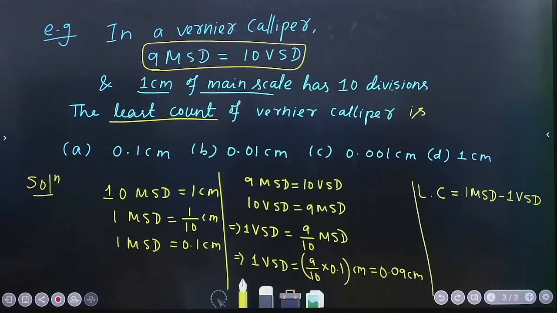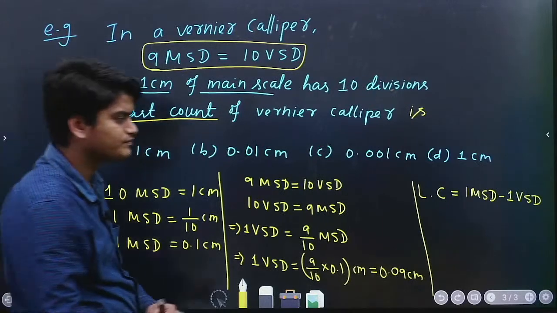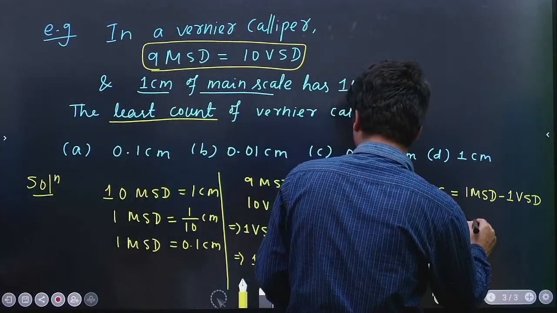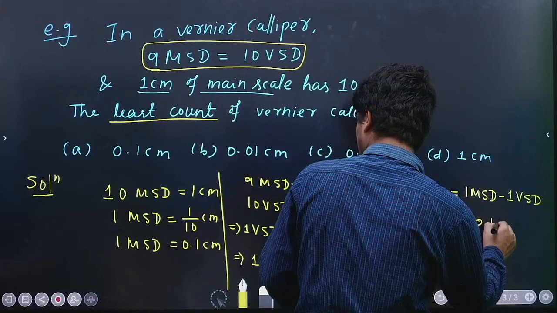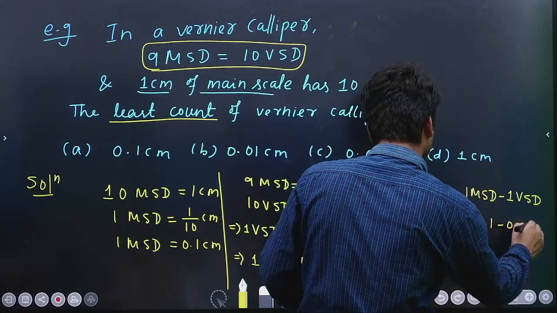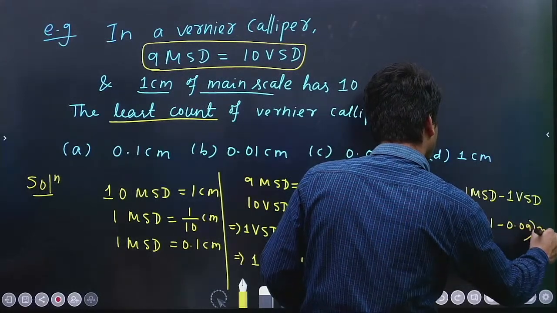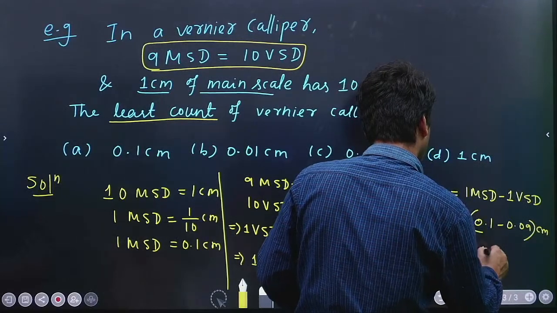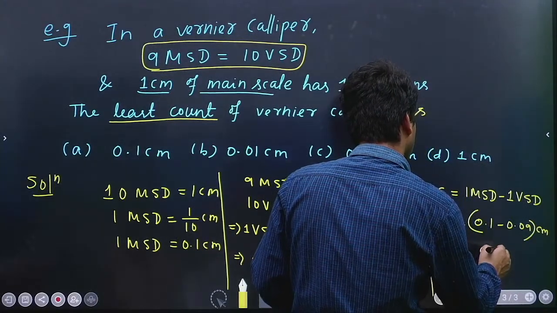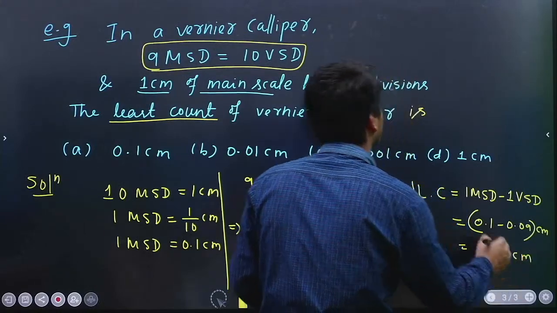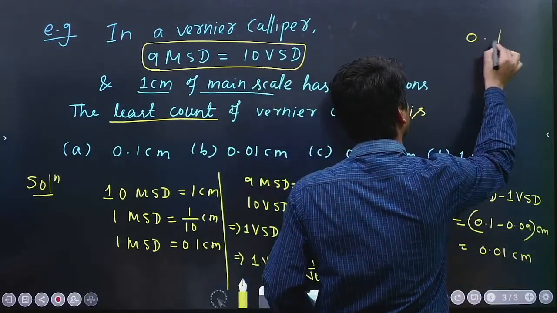Clear, ma? What is the answer coming? See here, 0.1 minus 0.09 centimeter. So how much will come here? 0.01 centimeter. A subtraction handle you know or not?